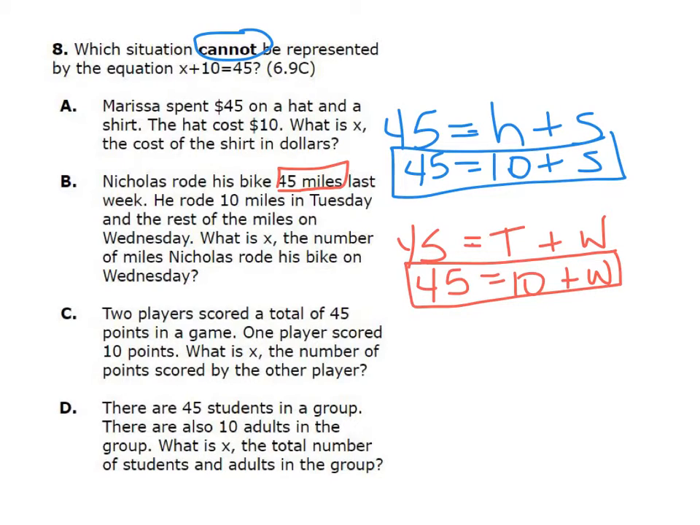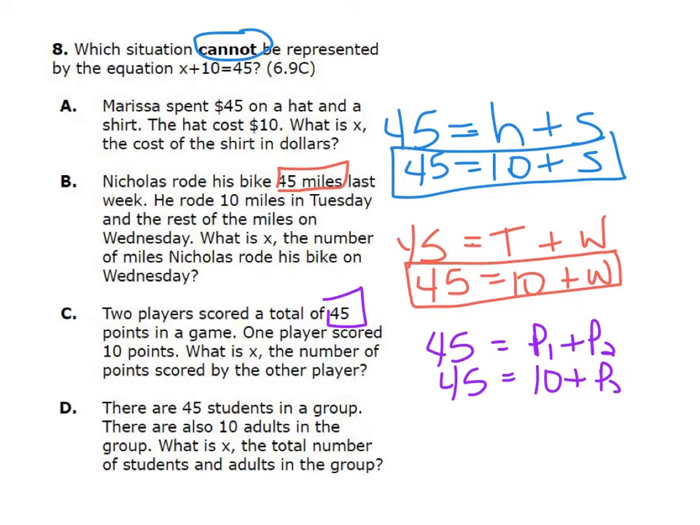So let's go ahead and look at letter C. 2 players scored a total of 45 points in a game. One player scored 10 points. What is x, the number of points scored by the other player? So again, 45 is your total. So I'm going to go ahead and write 45, and it's player 1 plus player 2. Player 1 scored 10 points, but we don't know what player 2 scored. So then we're going to go ahead and finish that.